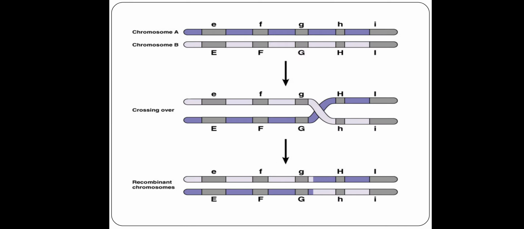Here is a basic diagram of the crossing over process in which chromosome A and chromosome B are shown, and the second diagram shows the crossing over process in which you can see the genes represented by E, F, G, H, I in capitals and the lowercase letters being swapped. You can see over here on the first homologous chromosome, chromosome A, where the lowercase h was present, here it has been replaced with the capital H gene.